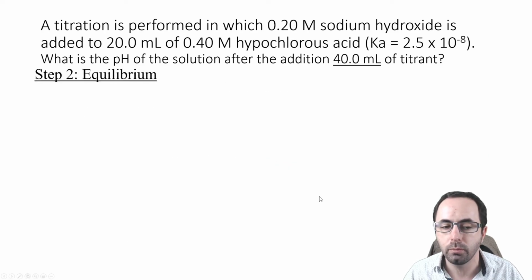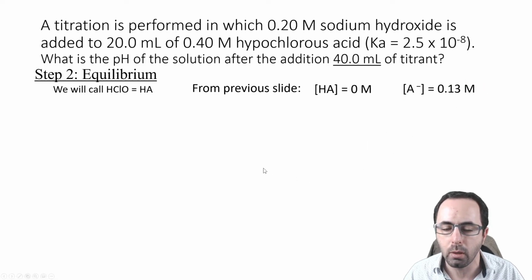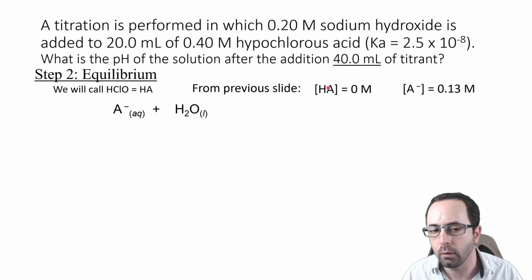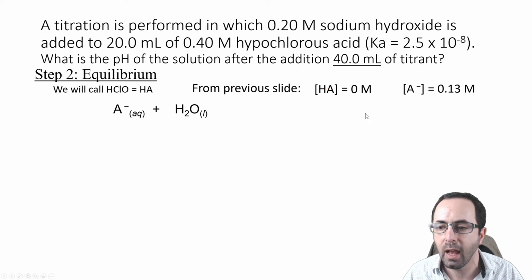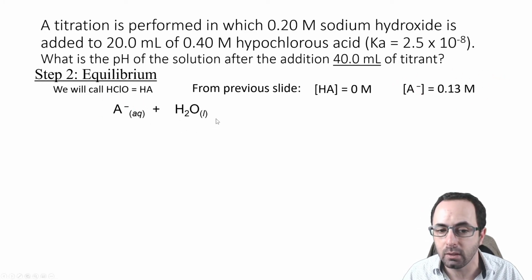So step 2, equilibrium. From the previous slide, we have that concentration of our weak acid is 0 molar. Concentration of our conjugate base is 0.13 molar. Notice what we wrote here. We don't have any weak acid in solution, so it's not appropriate to write the weak acid as a reactant. What we actually have is the A minus. That is the reactant, along with the water. There's plenty of water there.